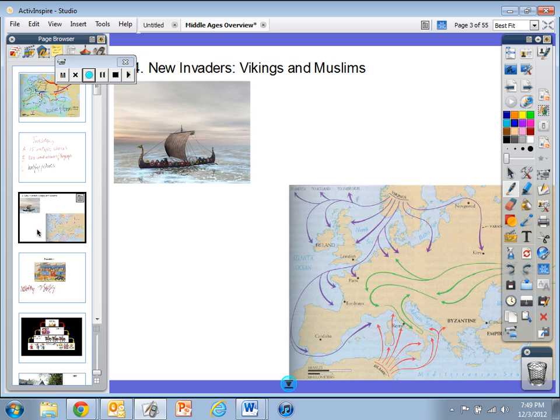The second one is more to do with the Vikings and the Muslims. You've got the Vikings coming in from the north, the Muslims coming in from the south, always remembering that Spain was a stronghold of the Muslims.